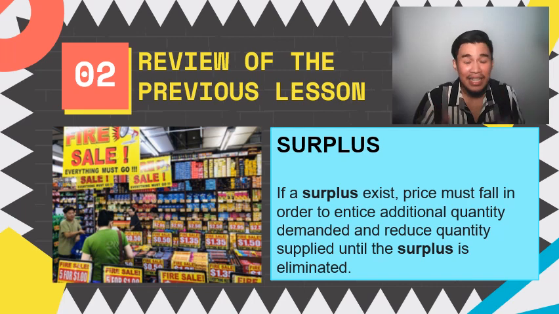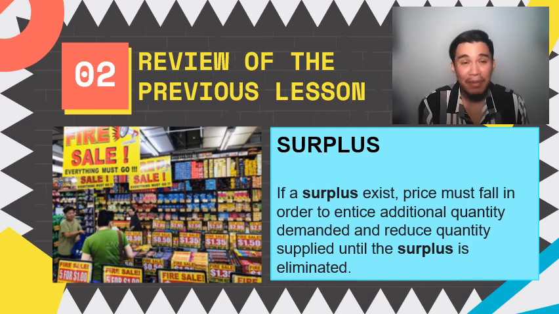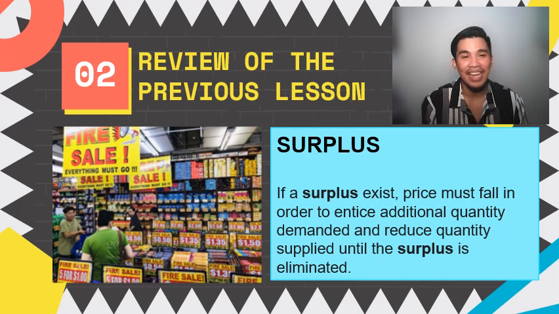Meron na nga surplus. Kapag surplus, sobra-sobra na ang supply ng certain na product or goods. Para mabili siya, so that the buyers will buy the product, the businessman should be forced to reduce the price of that certain product. Okay? Kaya merong sale na nagaganap. So that is the reason why.